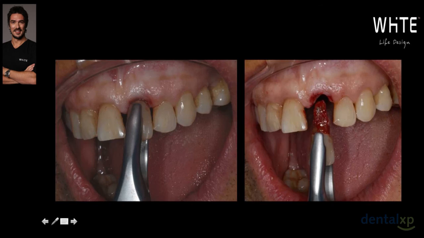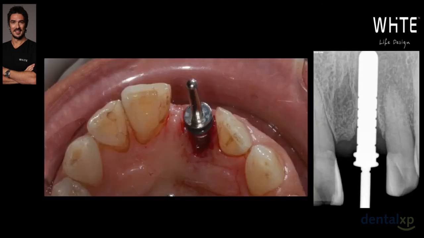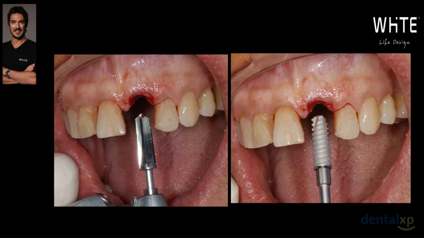So very comfortably, we extracted that tooth, cleaned everything out, and placed an immediate implant. This is the MIS 7 implant. It's a 4.2 platform.